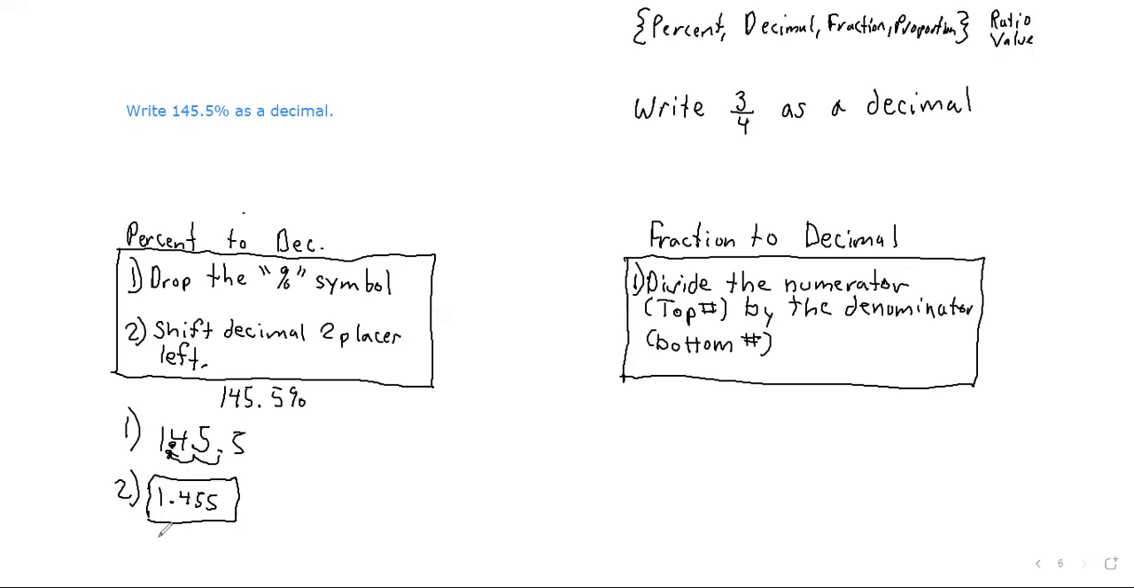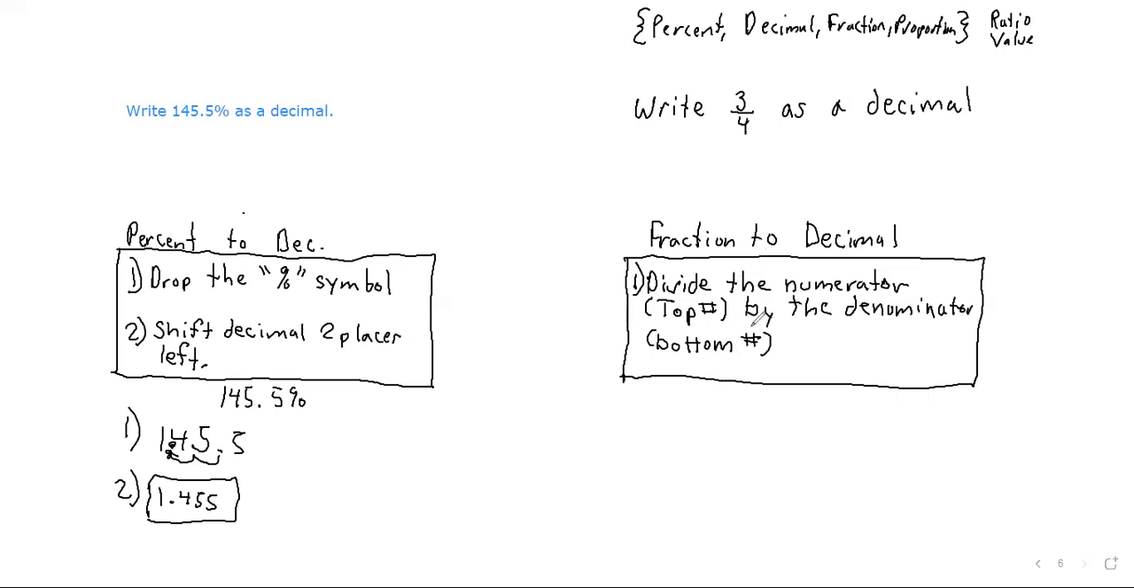And that's it. Now let's look at another form of this question. Remember, they're testing to see if we know how to go between these four formats for a ratio value. So now this one says write 3/4 as a decimal. So we're going from a fraction to a decimal. This is just one step.